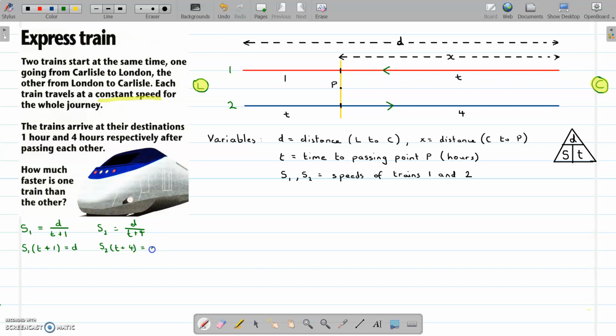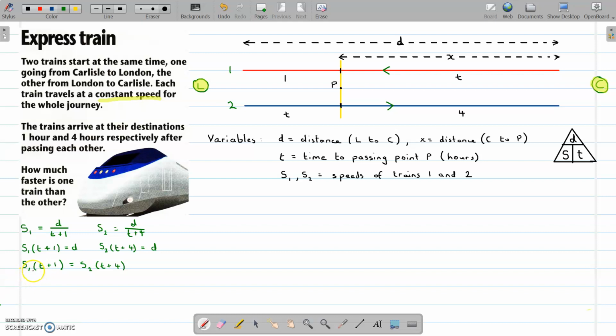Now that's really important because it means that we have two equations both equaling the same thing. So therefore, they must both equal each other. So underneath this, I can say that S1 times t plus 1 must equal S2 times t plus 4. So I've eliminated the variable d, the distance. I don't actually need to know what that is.